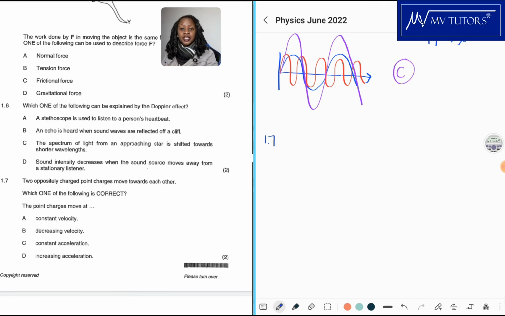Constant acceleration, is it constant? Is it accelerating? Is it increasing? Sorry. So the answer is between C and D. Now let's just use a formula to help us with that. As these point charges are moving towards one another, their velocity will increase. So there is acceleration. So we agree on that, right?